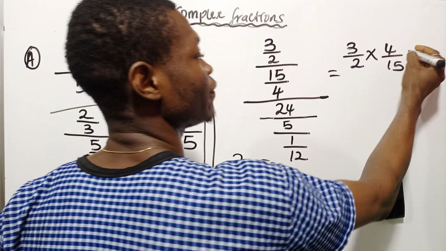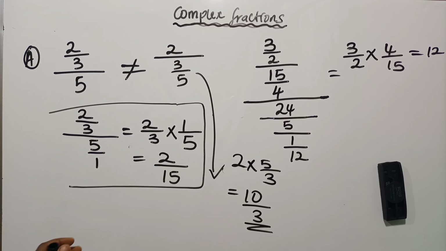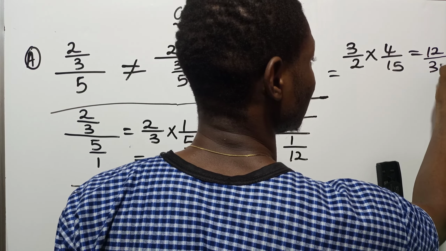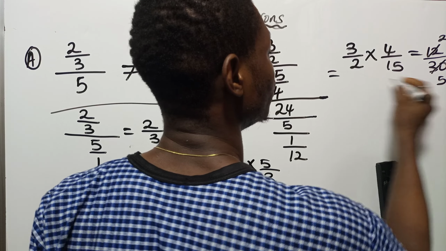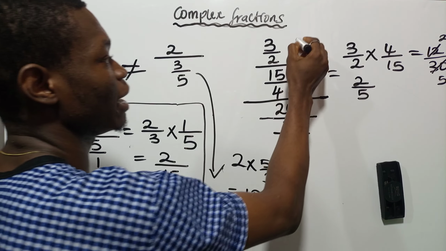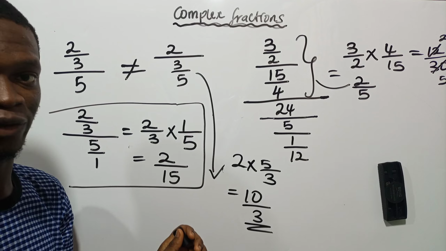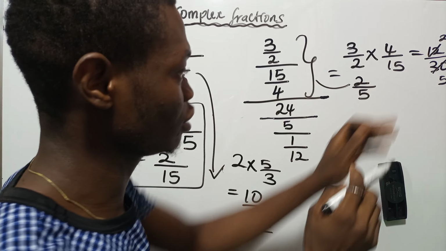Understand? So 3 times 4 is 12. Can you see it from there? 12. Okay, that's good. Now 2 times 15, 30. 6 here, 2. 6 here, 5. So we are having 2/5 for this part. This part is having what? 2/5. You understand? You can just call this part anything. Okay, let's just leave it like this.